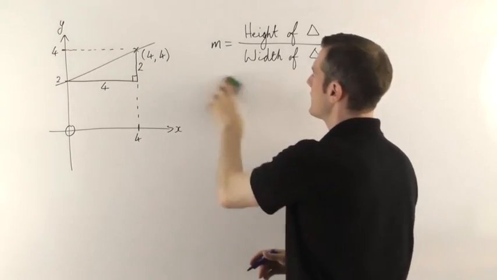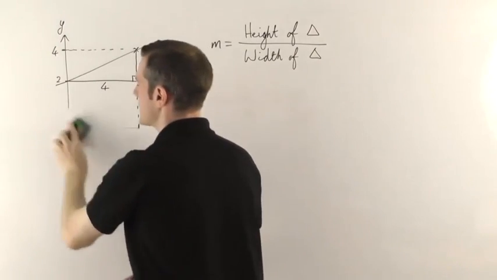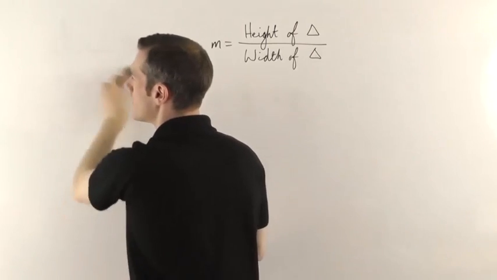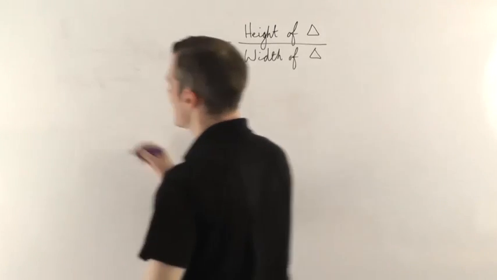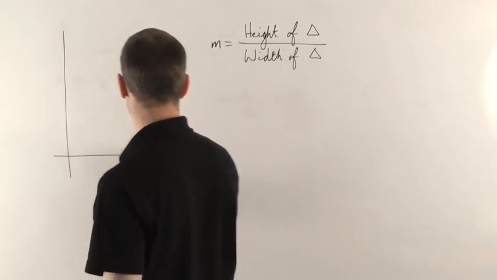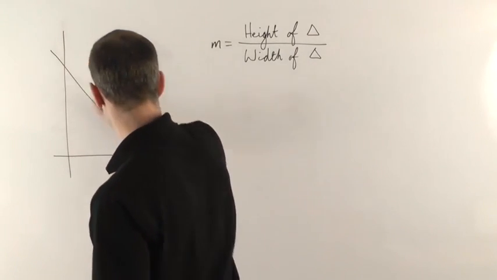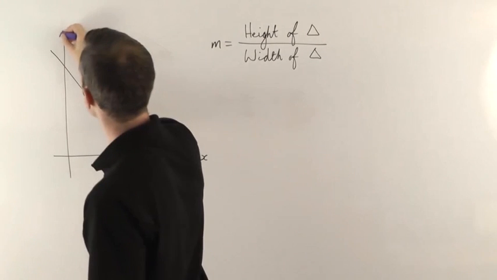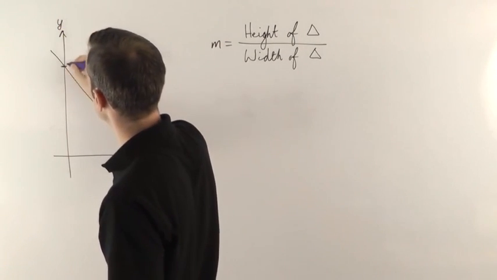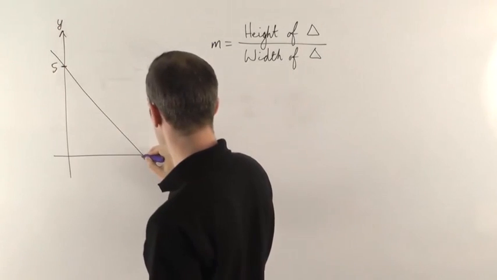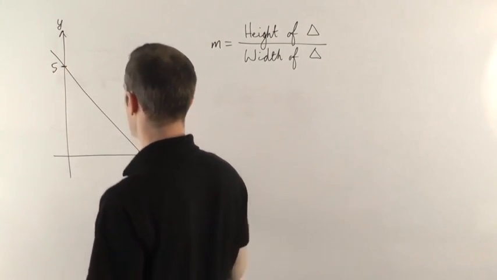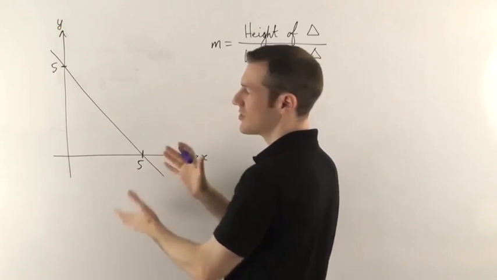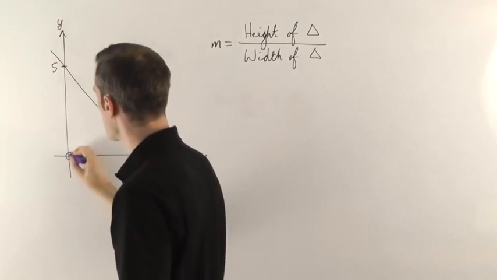Alright, I'll leave the definition of a gradient up there because we'll keep coming back to that. And we'll try one that goes downhill this time. Something like that. So that's the x-axis and the y-axis. And let's say it crosses the y-axis at 5 and it crosses here at the x-axis at 5 as well. These are not to scale particularly. You don't need to measure anything. You're just using the information they've given you.